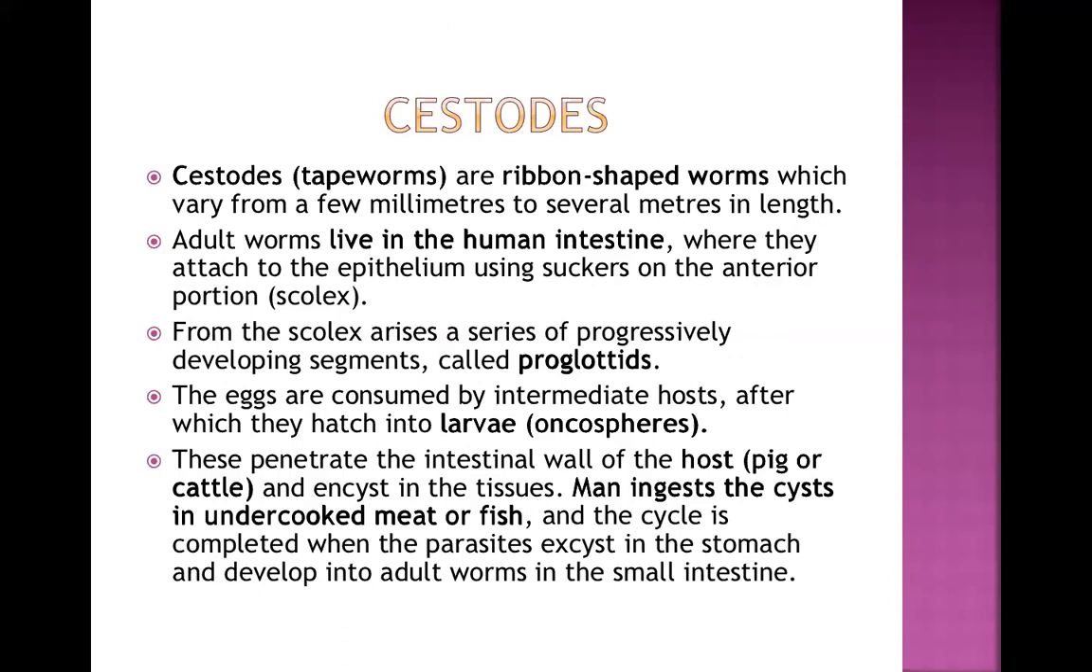Now, man ingests the cyst in undercooked meat or fish. If that infected meat or infected animal is ingested by a human being in undercooked fashion, then the cycle is completed, when the parasite excysts in the stomach and develops into adult worms in the small intestine. That's how this parasite enters the human body. So today, I will talk many times about this life cycle regarding the different types of tapeworms. So this is just the introduction.